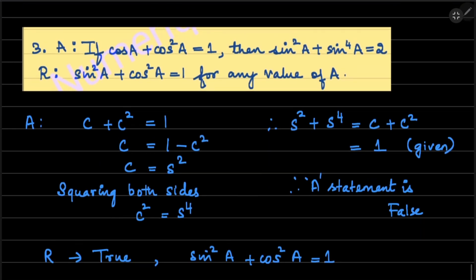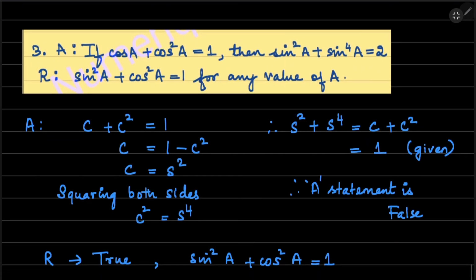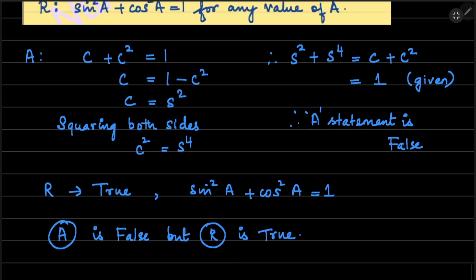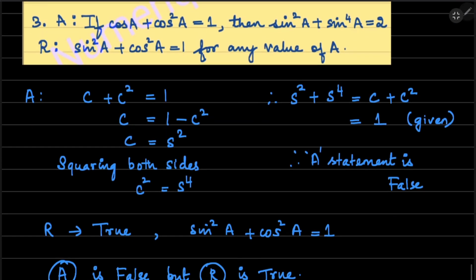So what should you say in this particular question? The assertion statement is false, but the reason is true. So the answer will be assertion is false, but the reason is true. This is the final answer. So whichever option is given to you, you can mark that A, B, C or D. Right? The next question.